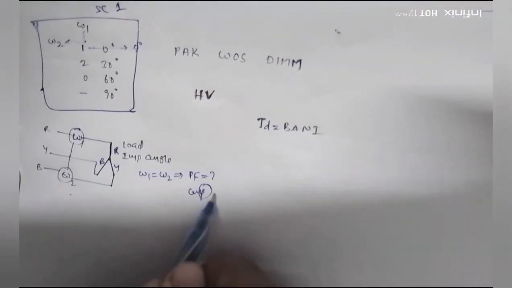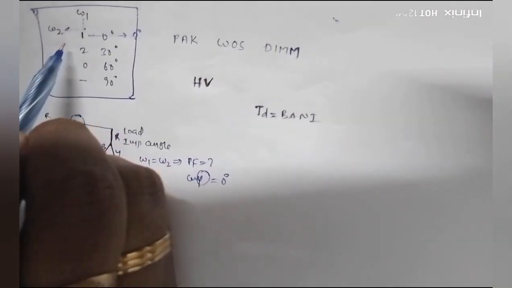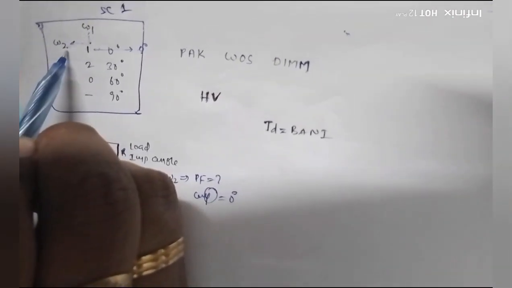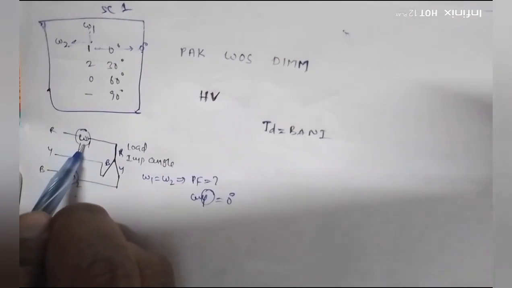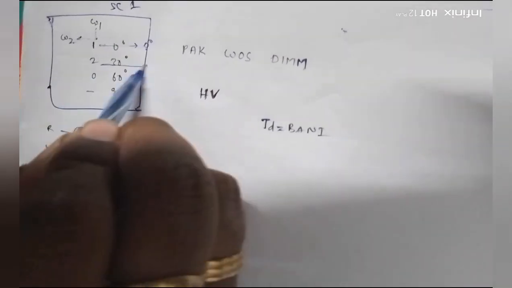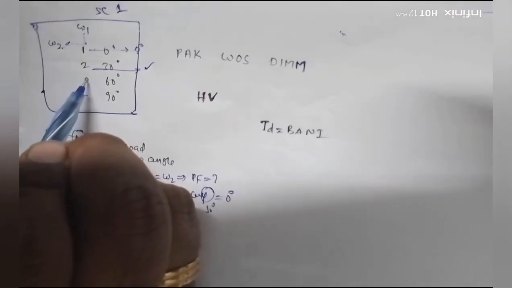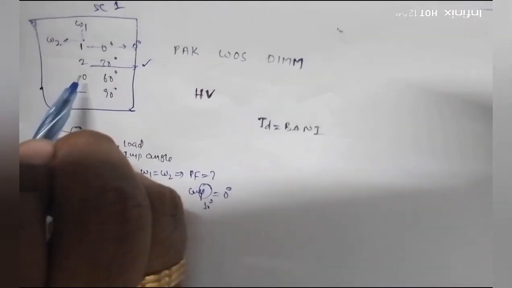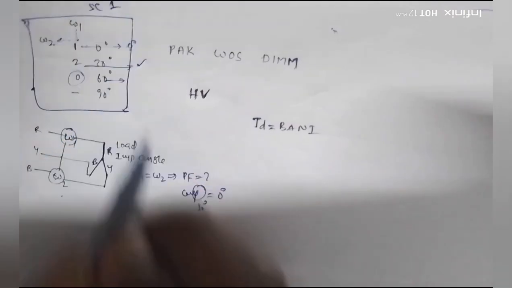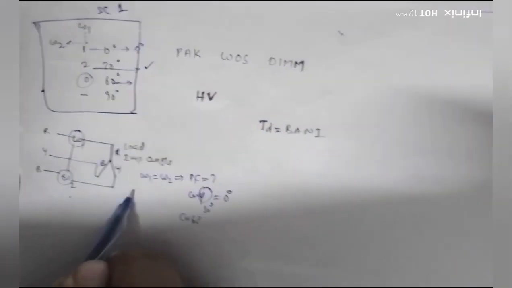Substitute phi as 0 degrees. If one of the wattmeters reads twice the second wattmeter, then phi is 30 degrees. Similarly, if one of the wattmeters reads 0, then the angle is 60 degrees, so cos 60. So this is the simple question.